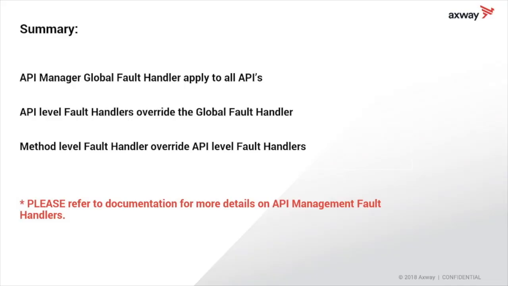Let's summarize what happened. I've configured a global API fault handler in API Manager, which will be overridden if applied with the API fault handler, which itself will be overridden if I have a per-method fault handler policy applied. So it gives you fine-grained control over fault handlers for your APIs, API methods, and a global method for the API catalog.